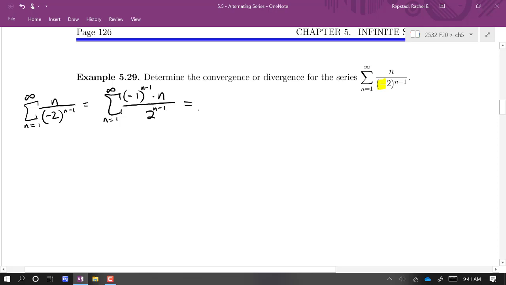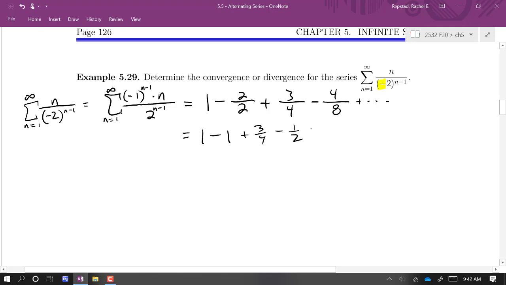And if we like, we could get a sense for what this series is and find the first few terms. So if n is 1, then that would be -1 to the 0 power, so it starts out positive. And then we have 1 over 2 to the 0, which is 1. So our first term is just 1. And then the next term is minus 2 over 2 to the first, plus 3 over 2 squared, which is 4, minus 4 over 2 cubed, which is 8, right? And it goes on and on. So this looks like 1 minus 1 plus 3/4 minus a half, and so on.